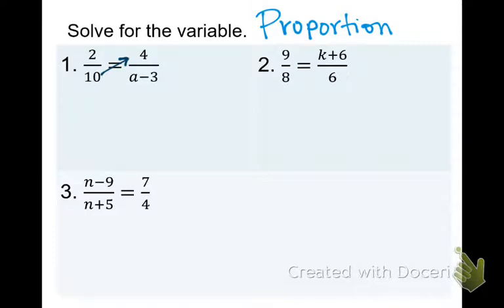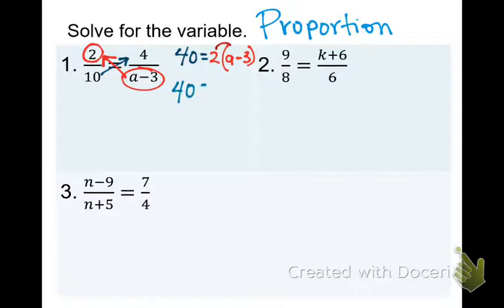Actually, I'm going to write over here. 40. When I cross multiply the other direction, I want to multiply 2 times both a minus 3. So both things. So what am I going to use to signify that 2 is multiplying by both pieces? Parentheses. So 2 times a minus 3. So what will I do next? Distribute.